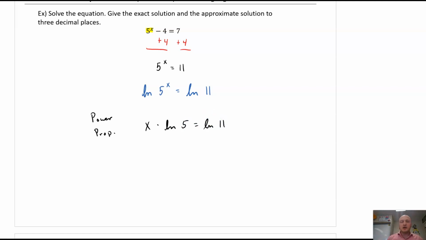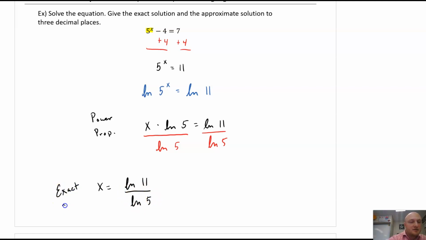Okay, now I just need to isolate x. How we do that is we divide by the natural log of 5. So here is our exact solution: x is equal to the natural log of 11 divided by the natural log of 5. Again, this is our exact solution, and I would argue this is the most important.